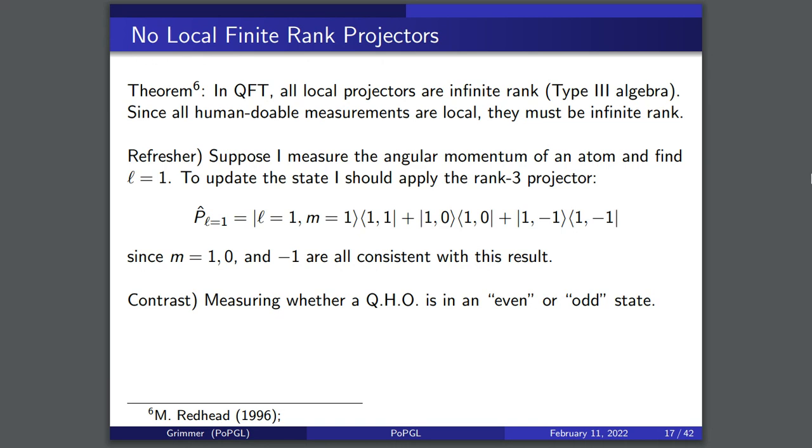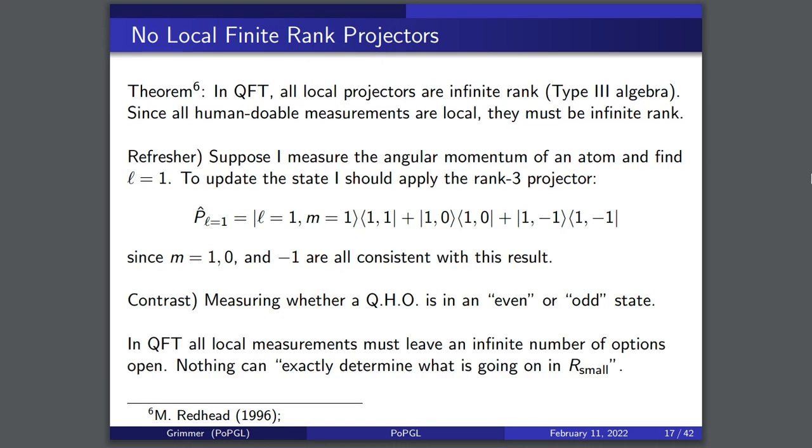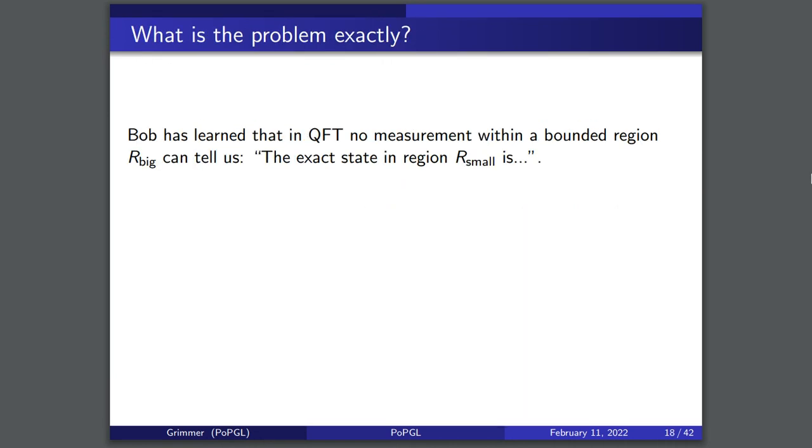Contrast this with measuring whether a quantum harmonic oscillator is in an even or odd state. This is an infinite rank measurement because it's going to leave an infinite number of possibilities open with any outcome that it gives. So it involves infinite rank projectors. What Alice is telling us is that in quantum field theory, all local measurements have to leave an infinite number of options open. Nothing that we can do in a local region will exactly determine what's going on in R small. So this is an issue with what Bob was telling us.